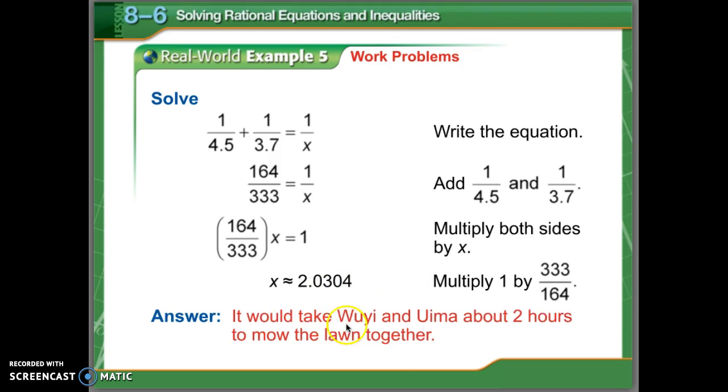And so that tells us that when they work together, it takes them about 2 hours to mow the lawn. So obviously they get the job done a whole lot faster because it takes one of them 4.5 hours by themselves. The other one takes 3.7 hours by themselves. But if they work together, they get the job done in only a little bit over 2 hours.